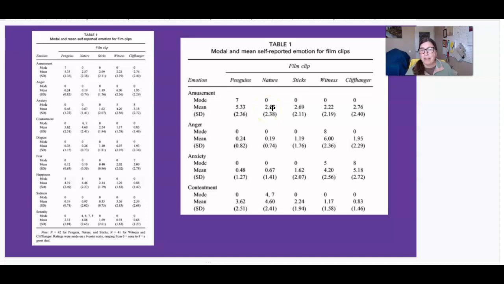Same, in fact, even the Sticks film elicited a little bit of amusement. Even the bullying film elicited a little bit of amusement, and even the cliffhanger film elicited a little bit of amusement. Whereas, look at this one.